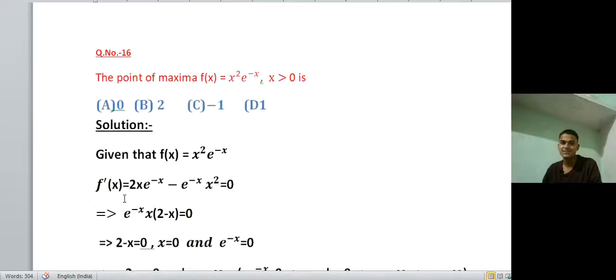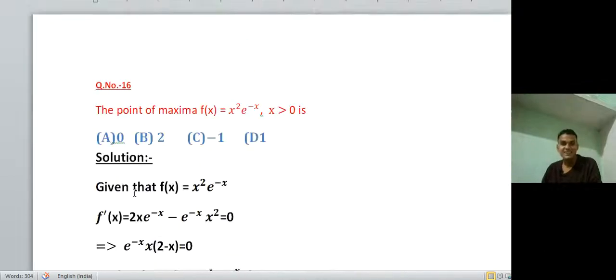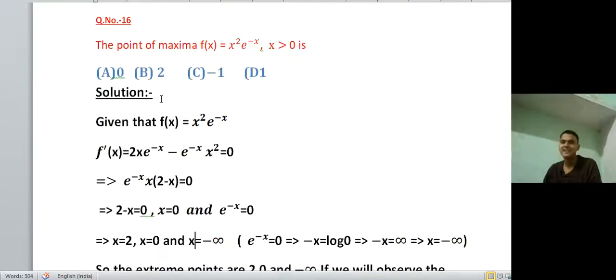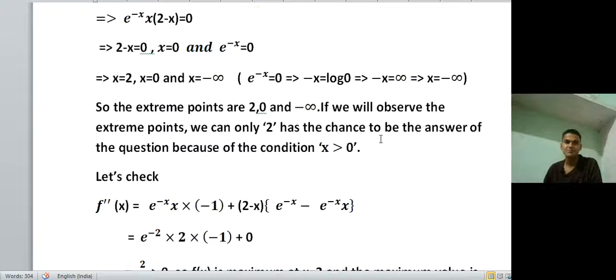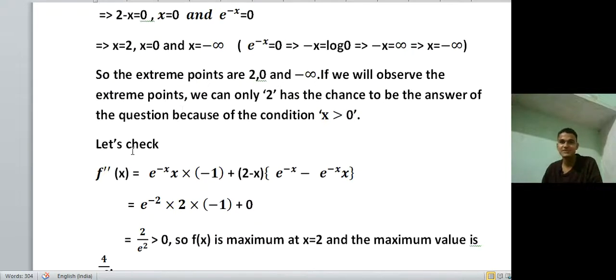As this is the only essential extreme point, if this question is true, then we can declare directly that 2 is the point of maxima of this function. So option B is true. Option B is 2, so option B is true. We can also check it.